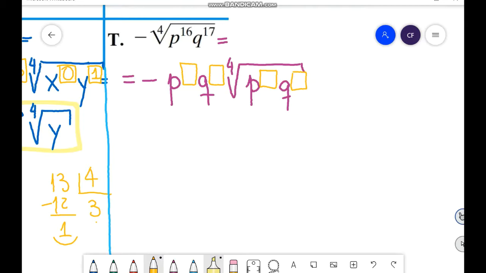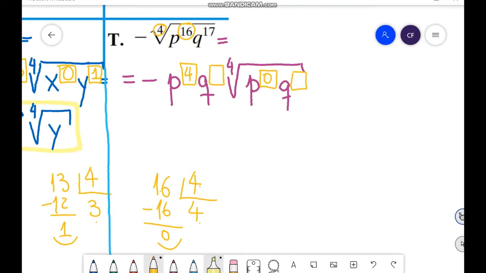For P, the original exponent is 16. You have to divide by the index 4. So 16 divided by 4 is 4. 4 times 4, 16. The remainder is 0. Outside the root, you're going to write the result. Inside the root, you'll write the remainder. Okay?